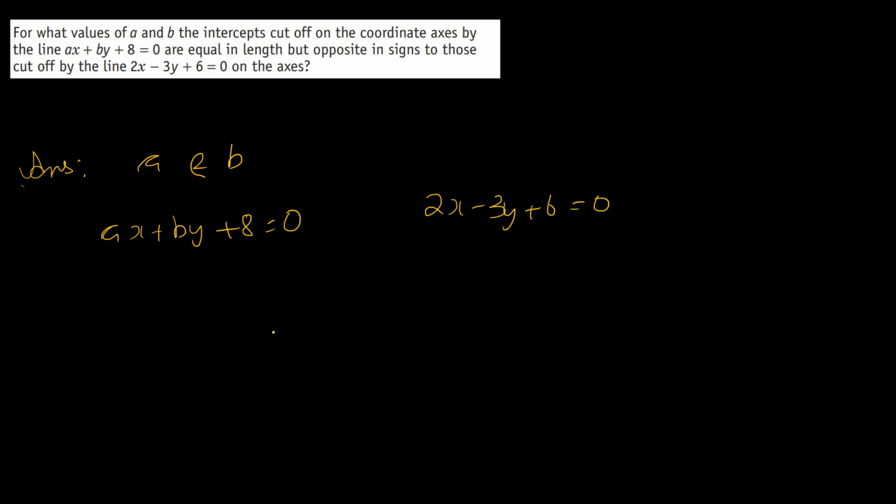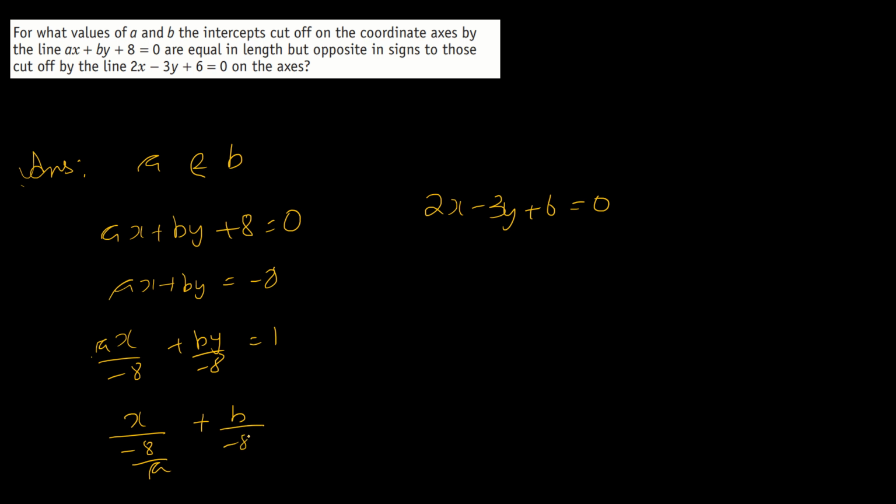Okay, so we know that this is the equation of the line in intercept form. So we have to make these two equations in the form of intercept form. Let us make the first equation in intercept form. How can we make that? ax + by = -8. Dividing by -8: ax/(-8) + by/(-8) = 1, right? Can we write it like this? x/(-8/a) + y/(-8/b) = 1, right?